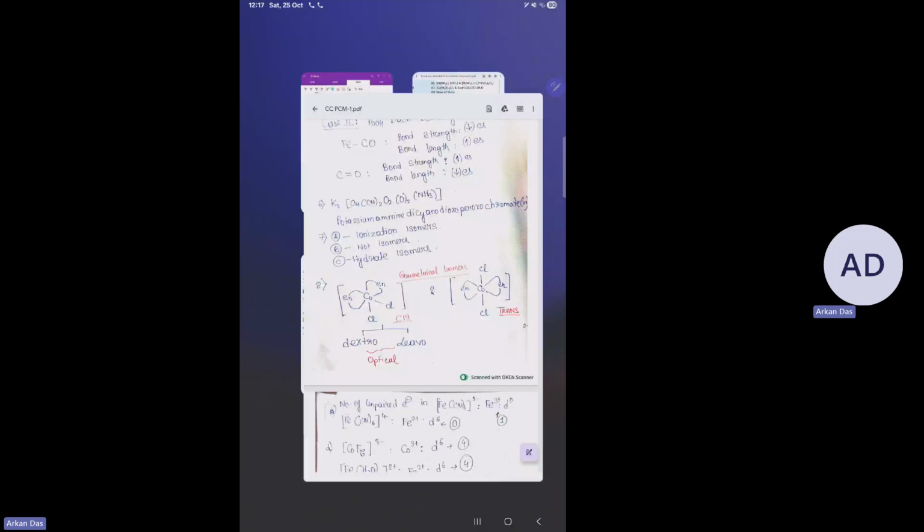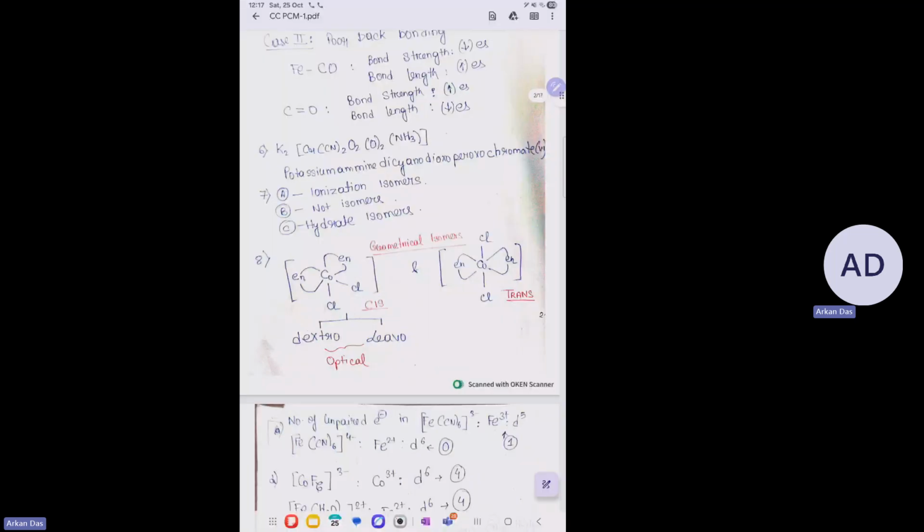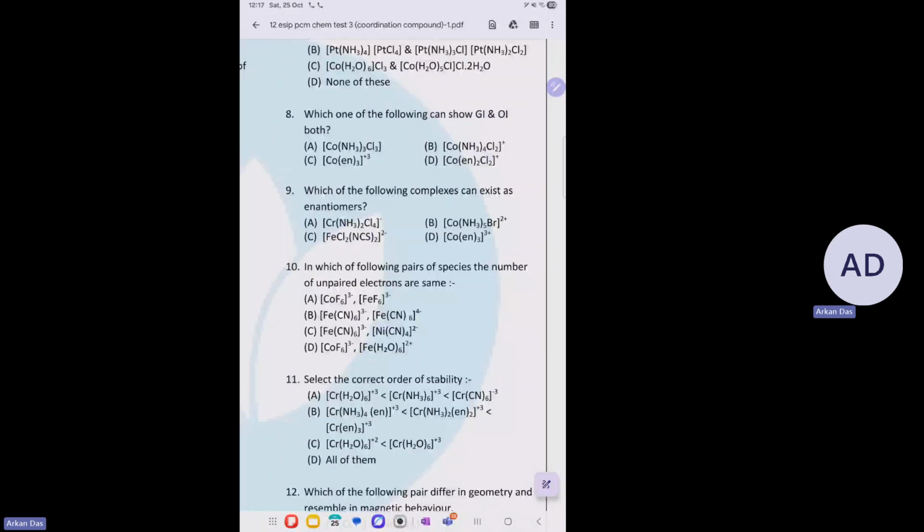Whenever we draw cis, it is optically active, so it can show dextro and levo. Why not the other options? Because the other options will always have either a plane of symmetry, or they will not form geometrical isomers, so cis-trans would not be possible. For example, option C is also optically active, but it won't be able to show geometrical isomers. So the correct answer is option B, [Co(en)2Cl2].